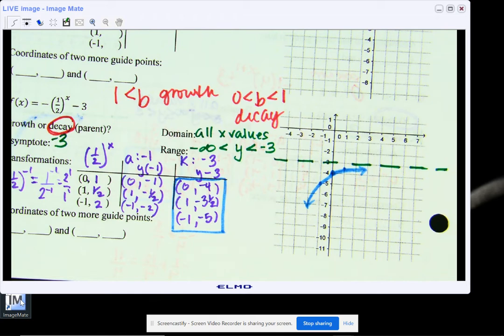So what you guys are going to do now is on the next page, you're going to do numbers 1 through 6.